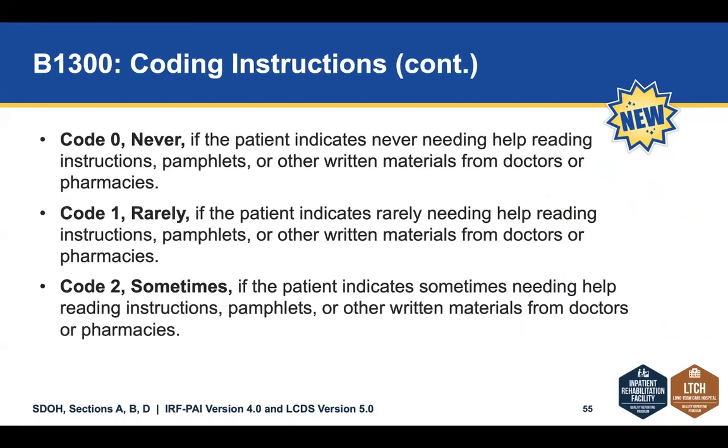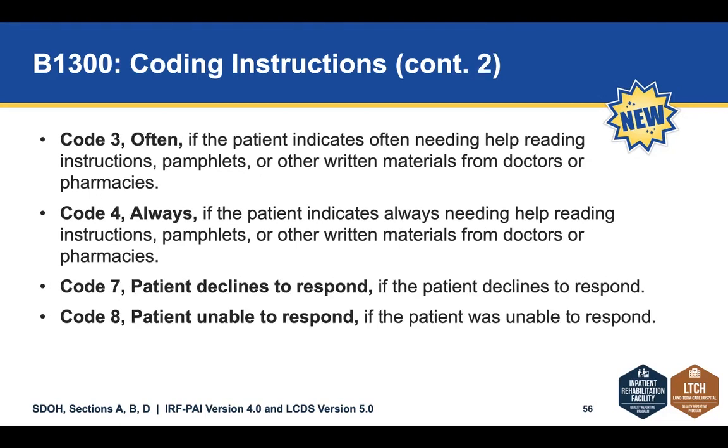In response to the question, how often do you need to have someone help you when you read instructions, pamphlets, or other written material from your doctor or pharmacy, assessors will enter code 0, never, if the patient indicates never needing help reading instructions, pamphlets, or other written materials from doctors or pharmacies. Code 1, rarely, will be used if the patient indicates rarely needing this help. They'll enter code 2, sometimes, if the patient indicates sometimes needing help reading instructions, pamphlets, or other written materials from doctors or pharmacies. Or they'll enter code 3, often, if the patient indicates often needing this help.